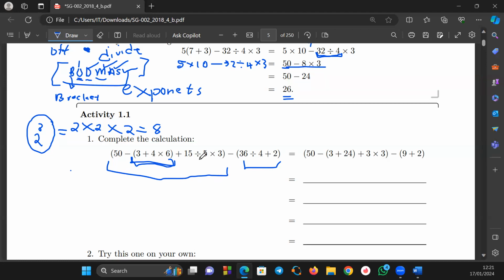So 15 divided by 5 is going to give me 3, which means I will have 3 times 3. Then after that, minus, in the brackets, we have 36 divided by 4, and we also have plus 2. We check our BODMAS rule. We're going to start with division: 36 divided by 4 is going to be 9. So we have 9 plus 2.